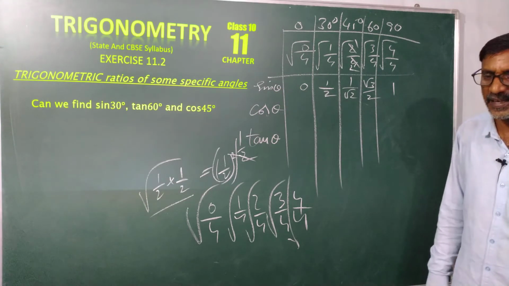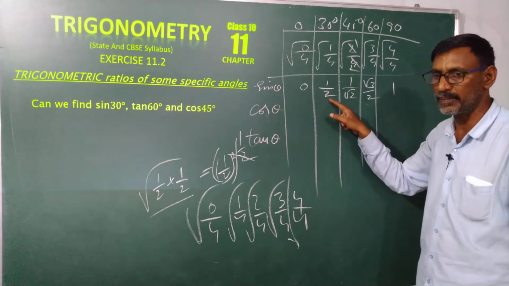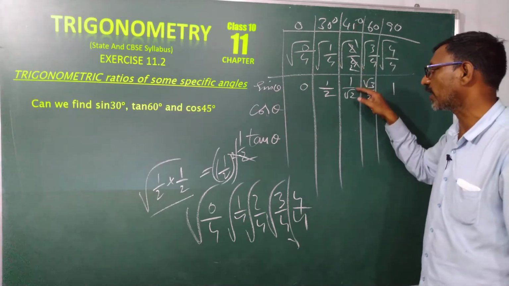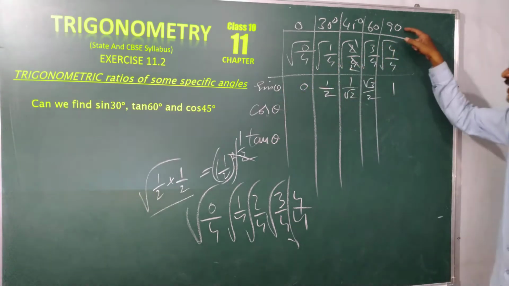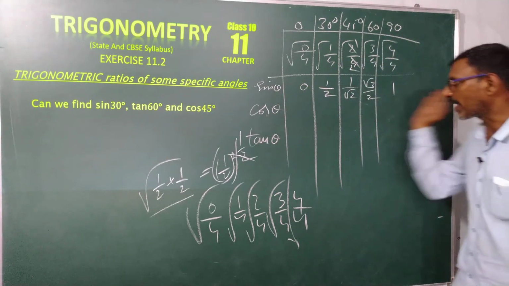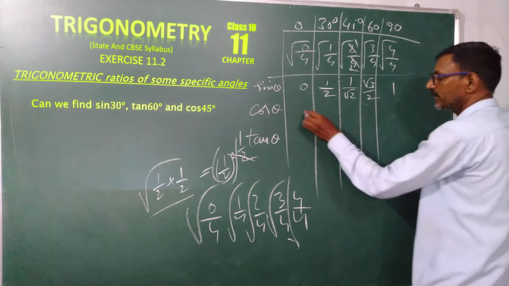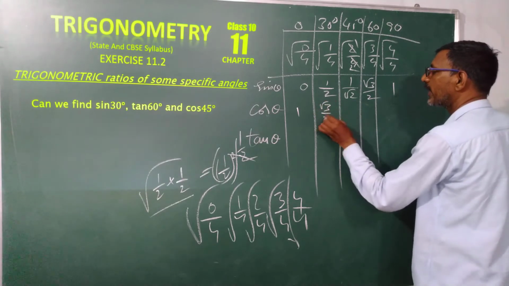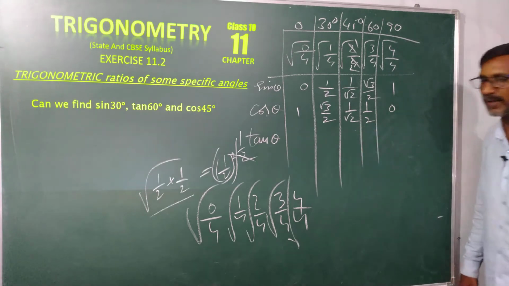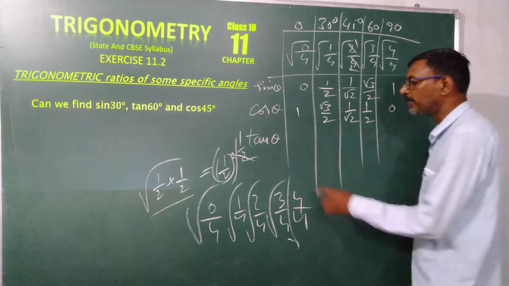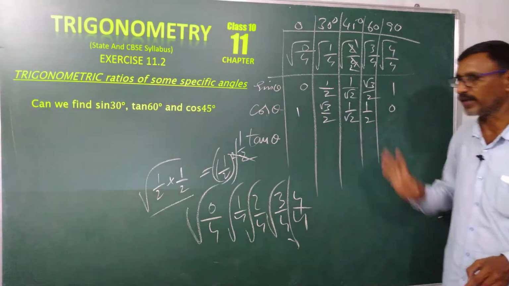Sin of specific angles: sin 0 degrees value is 0, sin 30 degrees value 1 by 2, sin 45 degrees value 1 by root 2, sin 60 degrees value root 3 by 2, and sin 90 degrees value is 1. When you write the reverse, we get the cos values. This is 1, right? Write it down. After that root 3 by 2, then 1 by root 2, then 1 by 2, and 0. These are my cos values. After that, my tan value is very simple. This divided by this one gives the answer.